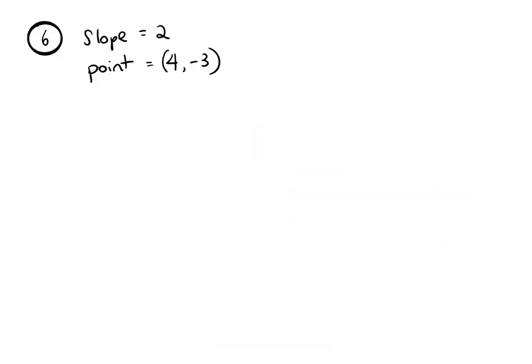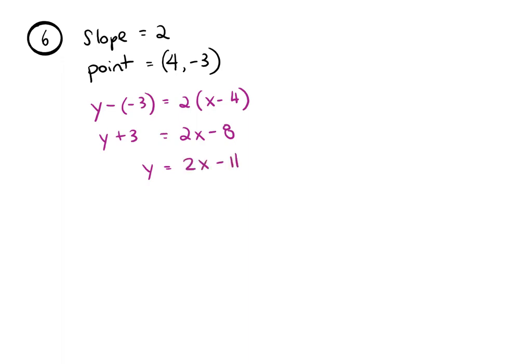Okay, we're going to find the equation again, and once again we have the point and the slope, so we're going to use the point slope formula, and it's going to be y minus y1 is equal to the slope times x minus x1. But that's not what's asked. We want to put it in slope-intercept form, so I'm going to simplify this. I'm going to subtract 3 from both sides. So my y-intercept is 11.